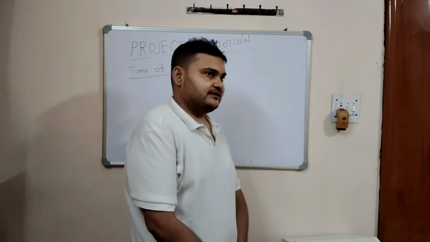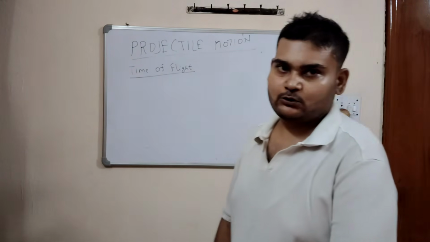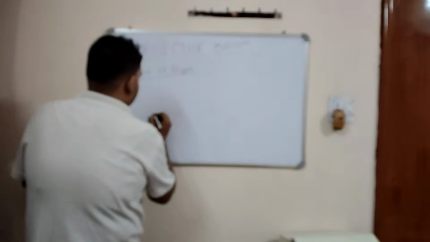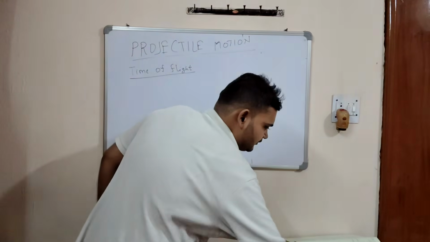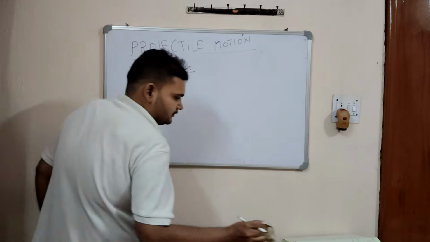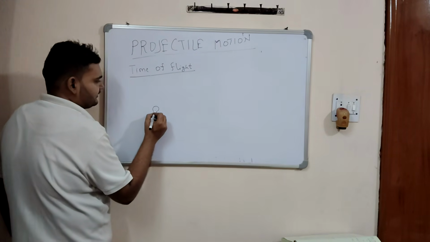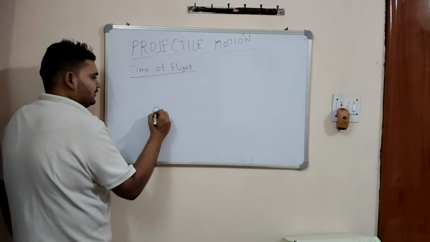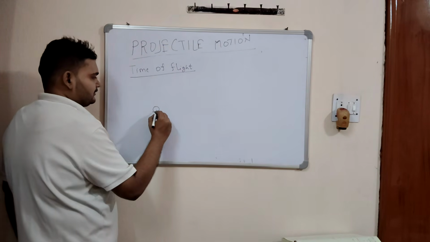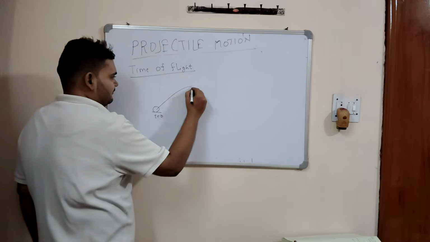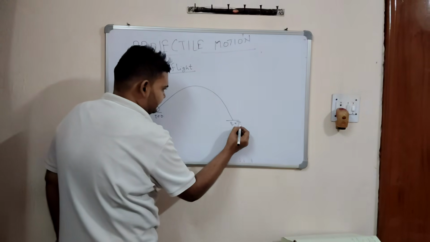First of all, we will look at the time of flight. What is the time of flight? Suppose the object is being thrown from the ground at, say, time t equals 0. It is on the ground at time t equals 0. The original path of the object will be something like this. Suppose it collides with the ground again at time t equals t_f.